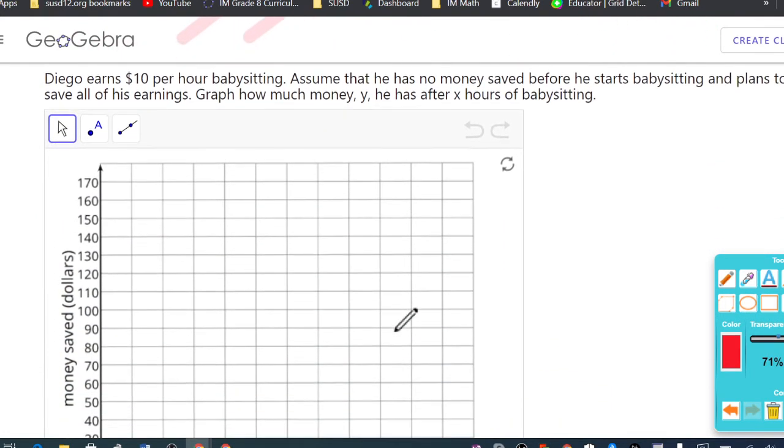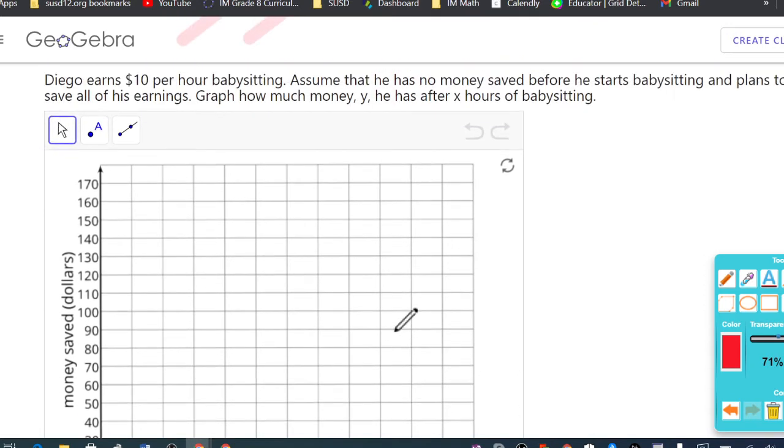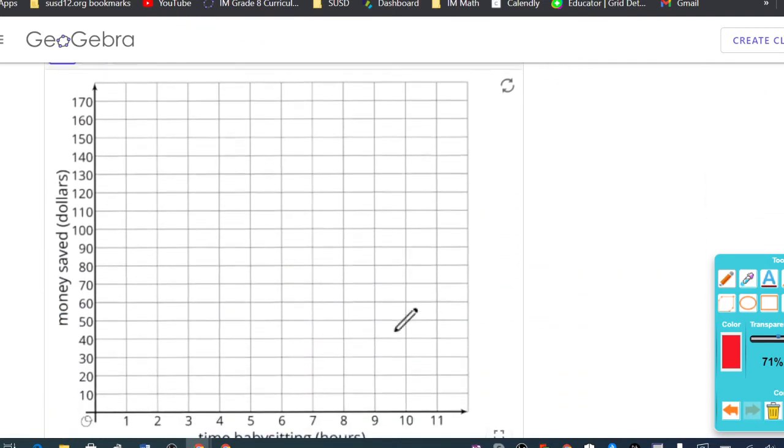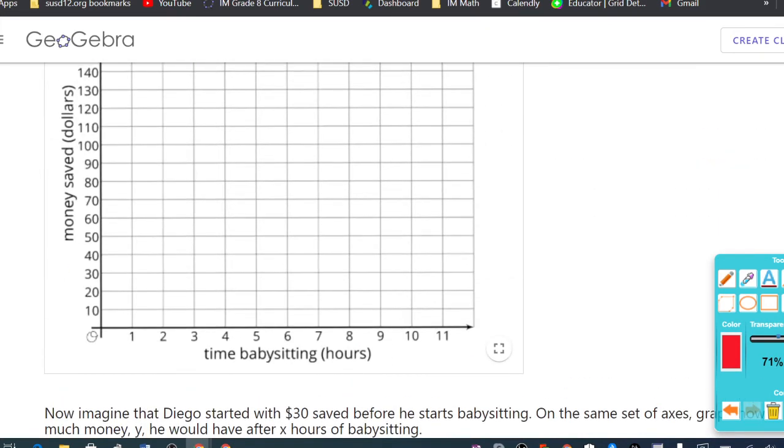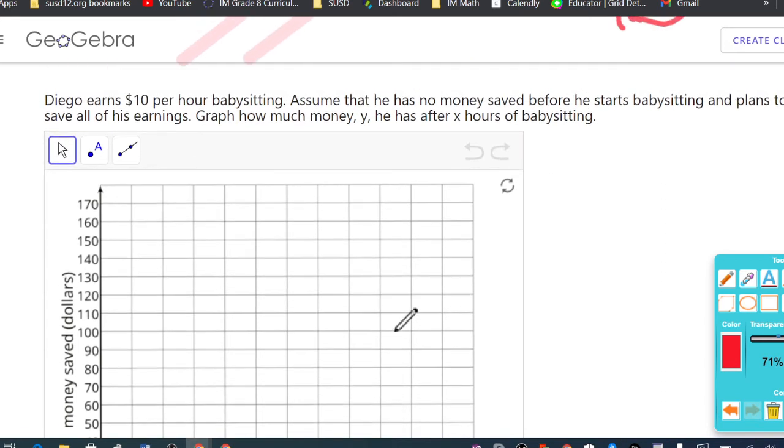Now let's keep going. Let's look at a problem where it starts at the origin and then compare that to a problem where it doesn't start at the origin. So the next problem has 2 graphs and they're the same, and we're going to fill them out, but in a different way. Diego earns $10 per hour babysitting. Assume that he has no money saved before he starts babysitting and plans to save all of his earnings. Graph how much money, y, he has after x hours of babysitting.